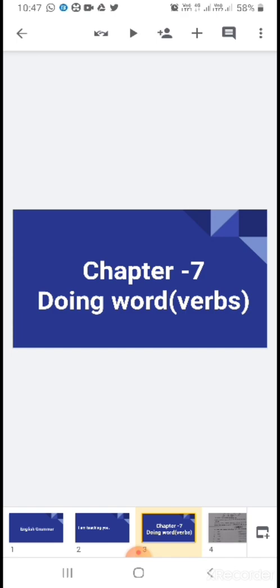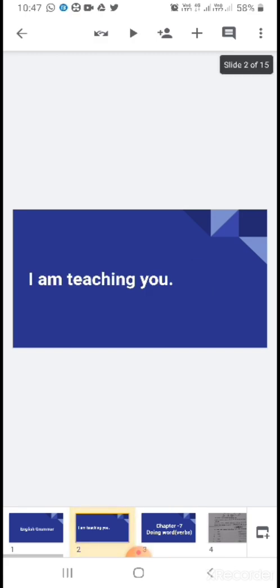For example, if I say, I am reading a book, here reading is an action. Reading is an action, so reading represents a verb. Now back to our example: I am teaching you. Here teaching represents an action, and that action is known as a verb. That means teaching is a verb in this sentence.